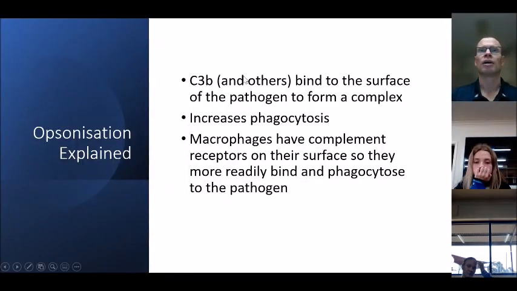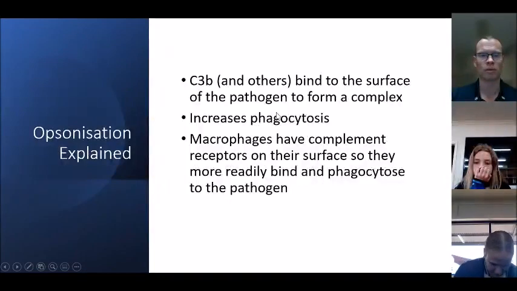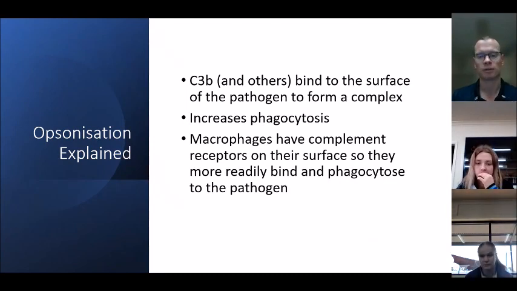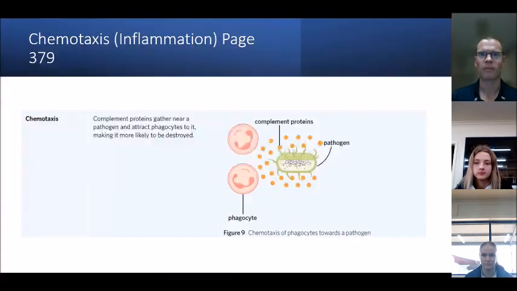So you've got C3b, which is one of the complement proteins. You won't need to remember that. Just know that complement binds to the surface of the pathogen. And macrophages have complement receptors that actually stick to the complement. So it literally will attract the macrophage. It sticks to the complement, which is already stuck to the pathogen, and it's more likely to lead to phagocytosis. Is that okay? Yep. All right.